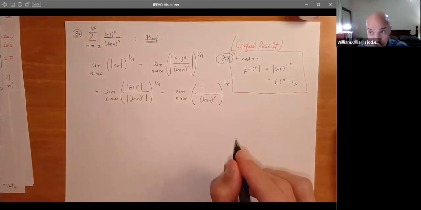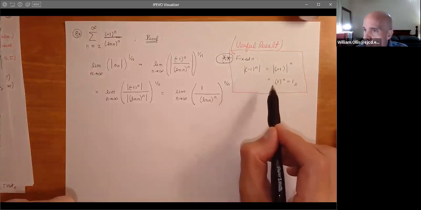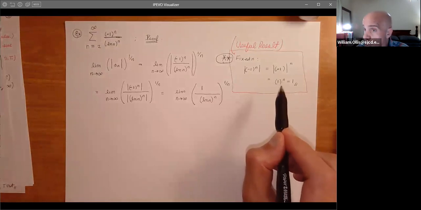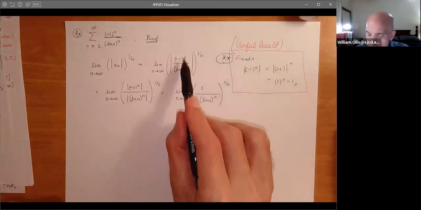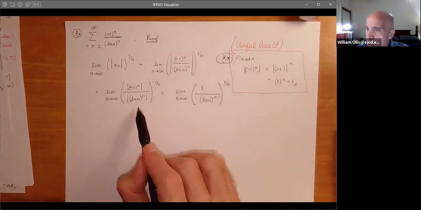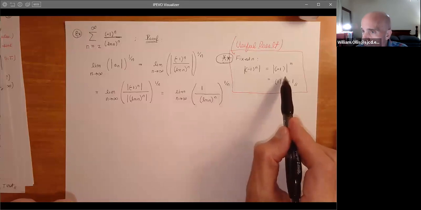Again, like I said before, the absolute values are not difficult, but we are going to use some of their basic properties. And two that we've used: the absolute value of a quotient is the quotient of absolute values, and the absolute value of a product is the product of absolute values.